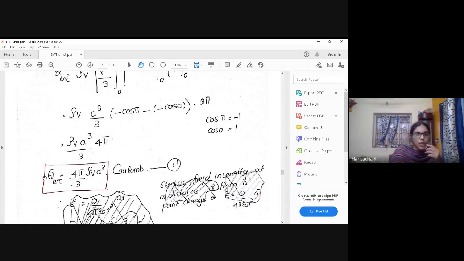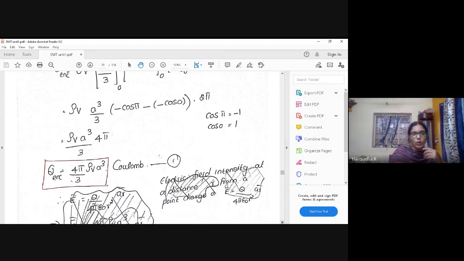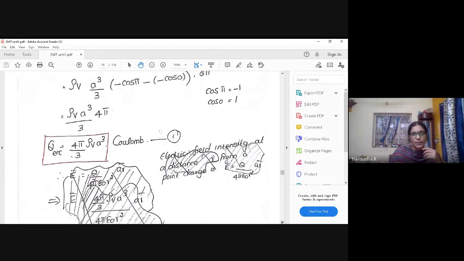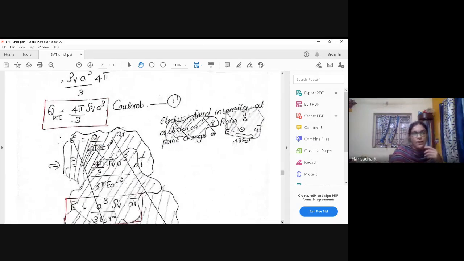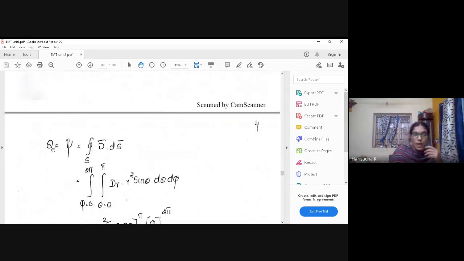What is the unit of charge? It is coulomb. Okay. So now we have found the enclosed charge with respect to volume. What equation we have referred? Differential volume we have taken as reference. Okay. Another equation is there: charge Q is equal to psi, that is electric flux, is equal to charge, which is equal to the enclosed surface integral D dot dS.